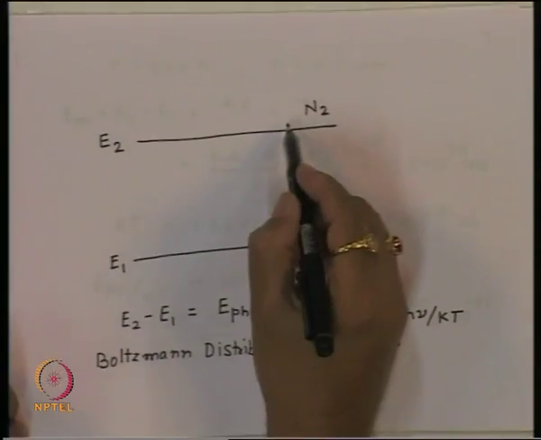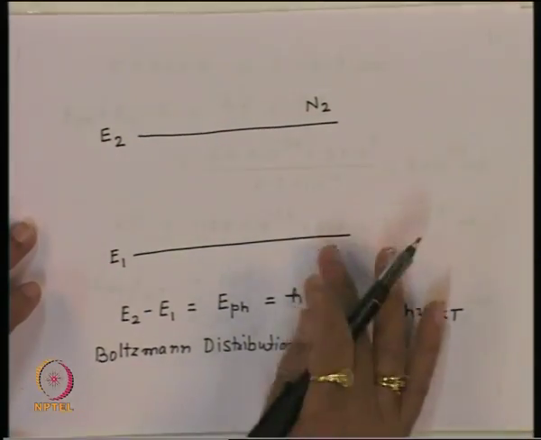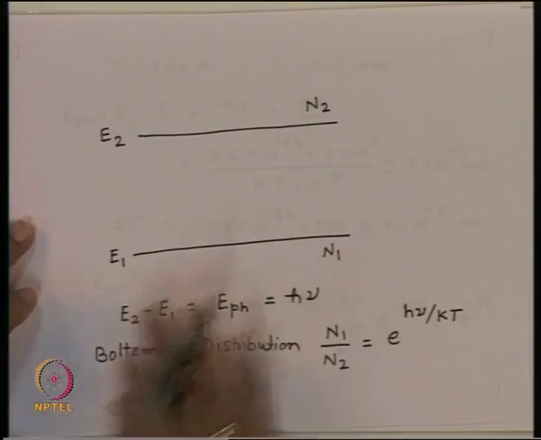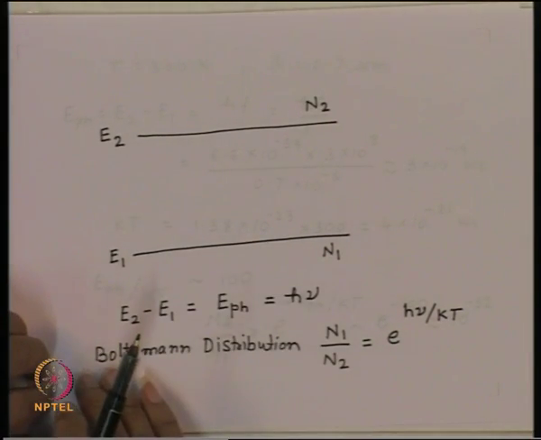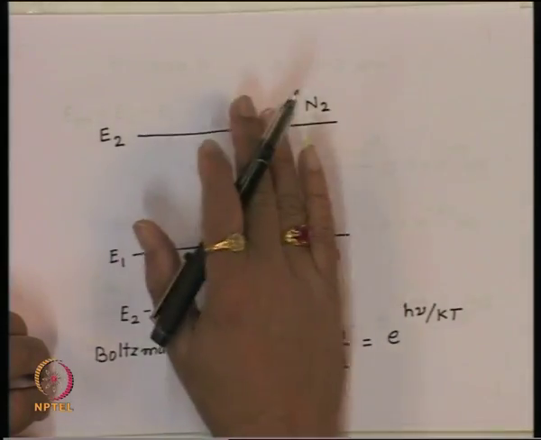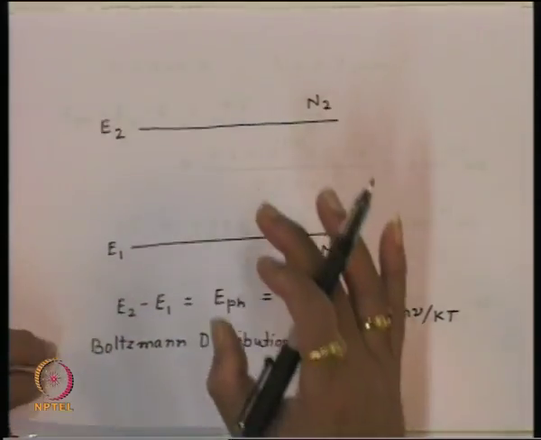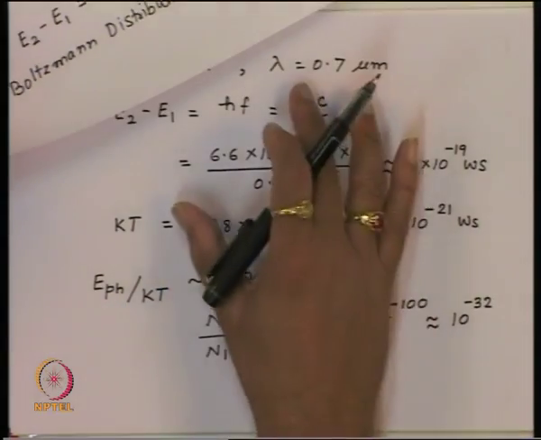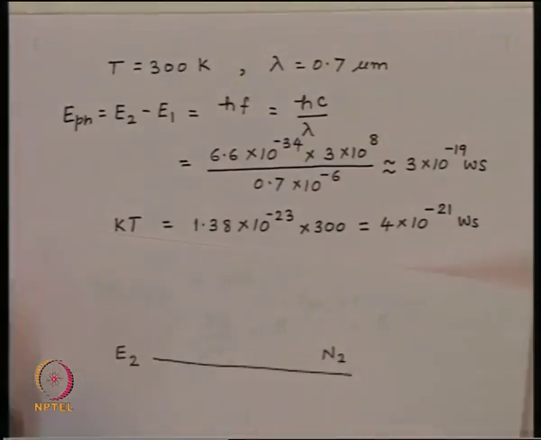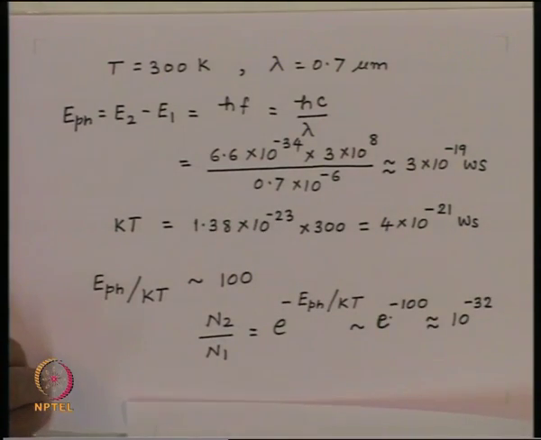That means this level is practically empty compared to the electron density in this level. Most of the electrons are going to be in this level, and there are hardly any electrons you will find in the upper level if the energy difference is of the order of this quantity, which corresponds to about 0.7 micrometer. This is a natural situation.